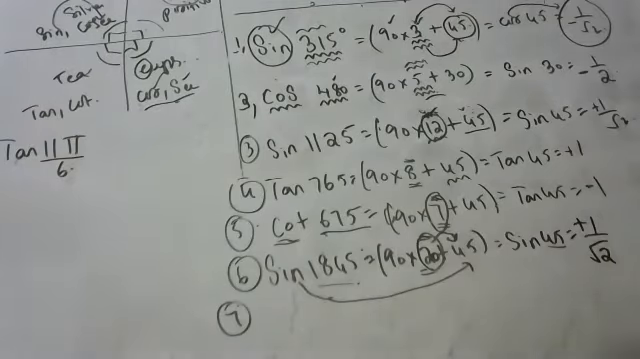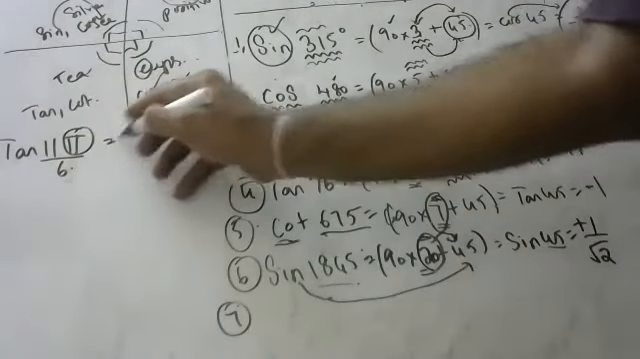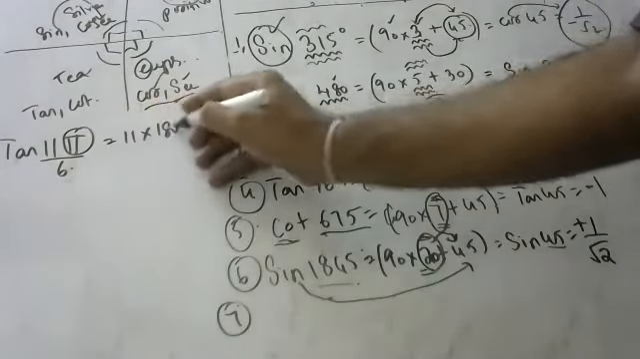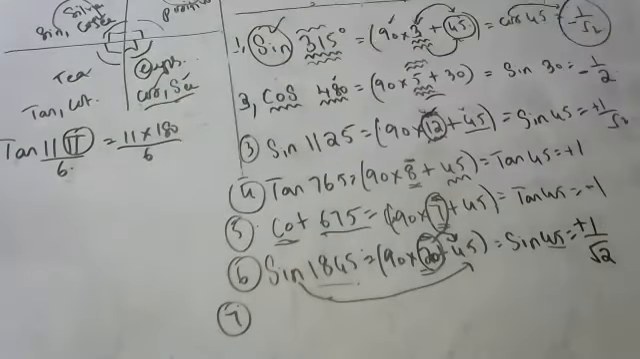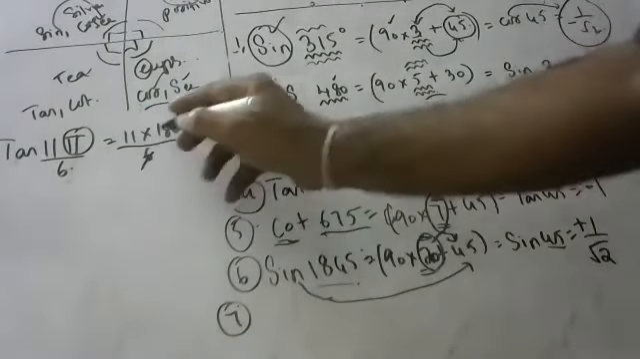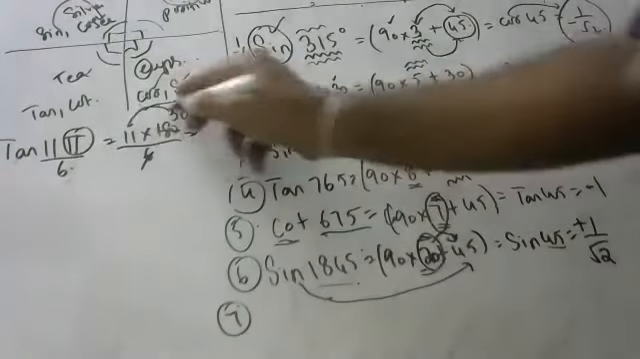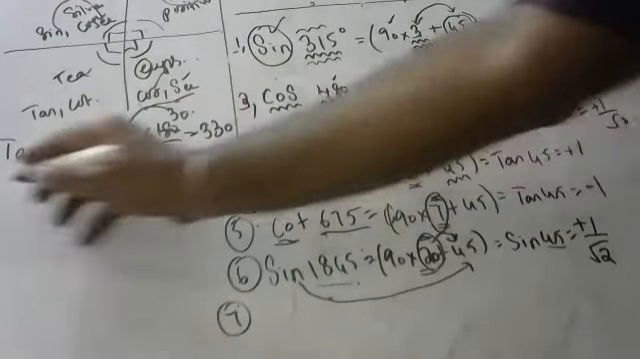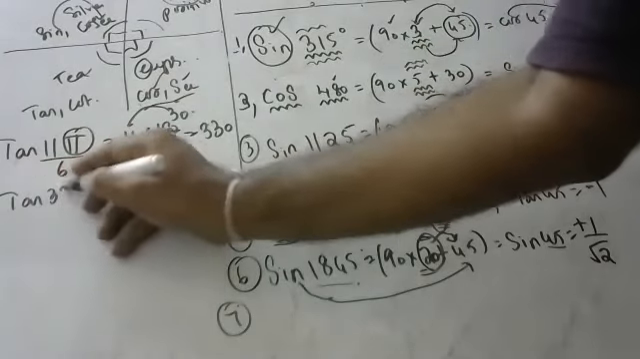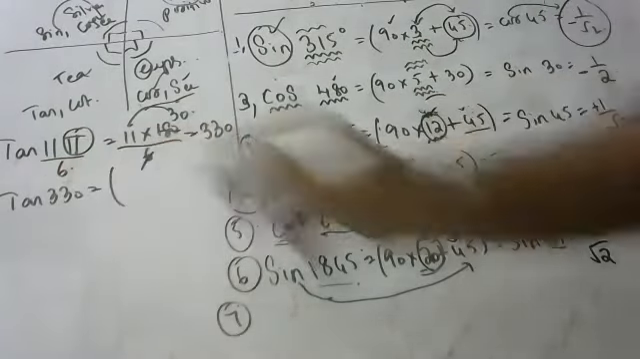Pi means what, children? Pi means how much? 180. So 11 times 180 by 6, how much? 330. So tan 330. How will you write it?